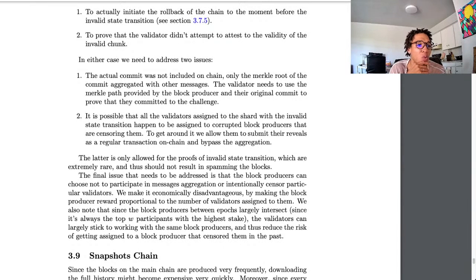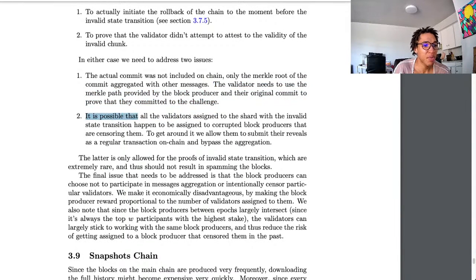One, the actual commit was not included on chain. Only the Merkle root of the commit aggregated with other messages. The validator needs to use the Merkle path provided by the block producer and their original commit to prove that they committed to the challenge.